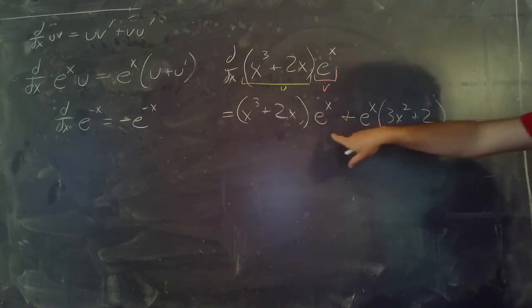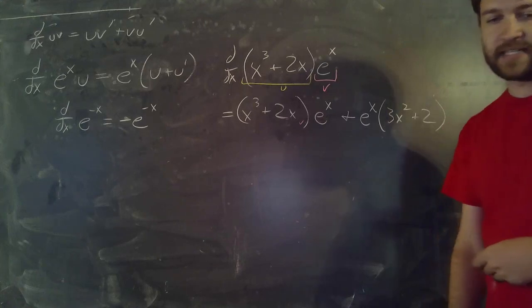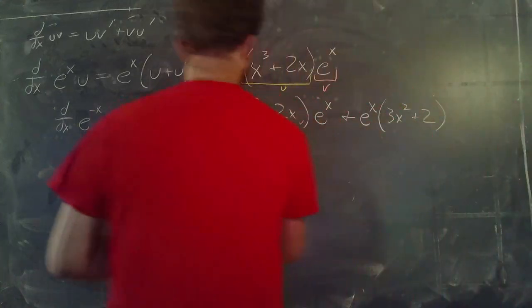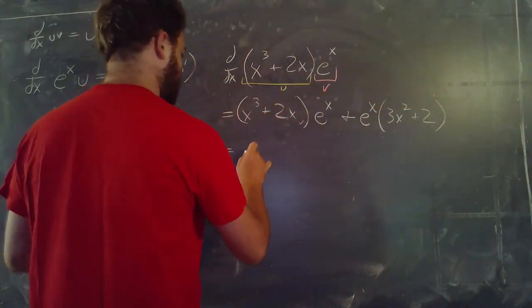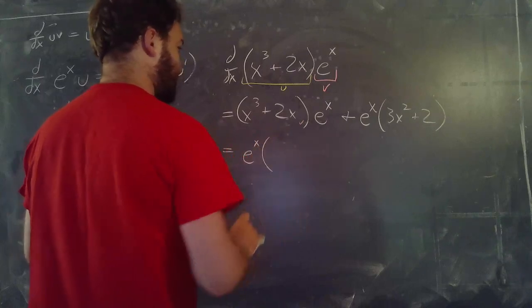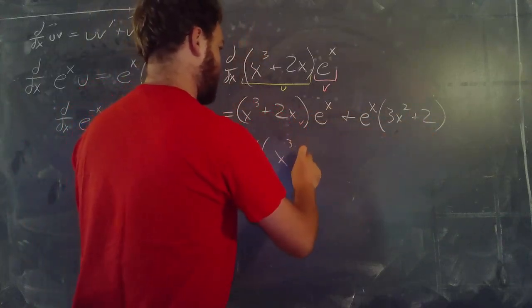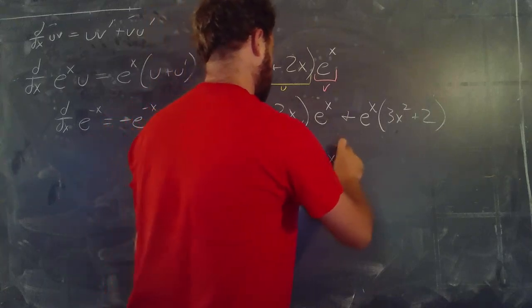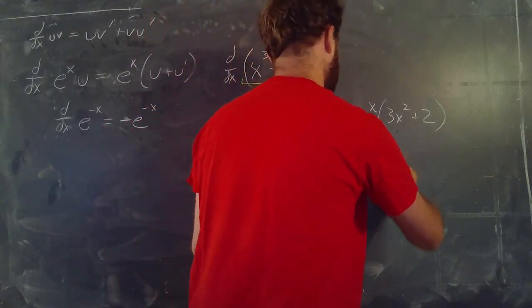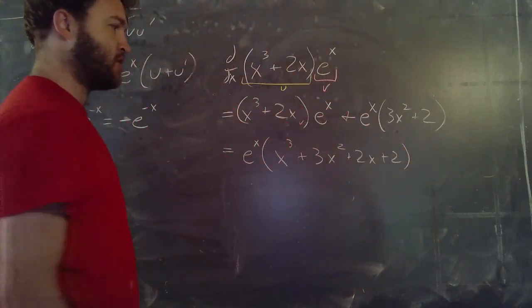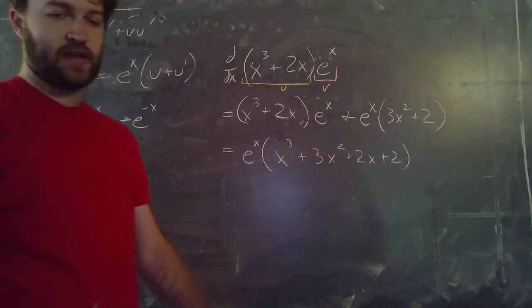Now again, you could factor e to the x out and then combine some like terms, and I'm going to go ahead and do that because this one is actually a little bit prettier if you do that. If you factor out the e to the x, well then you have this thing plus this thing, which is x to the third power plus 3x squared plus 2x plus 2. So we get a nice big long cubic polynomial times e to the x, and that thing is our cleaned up answer.